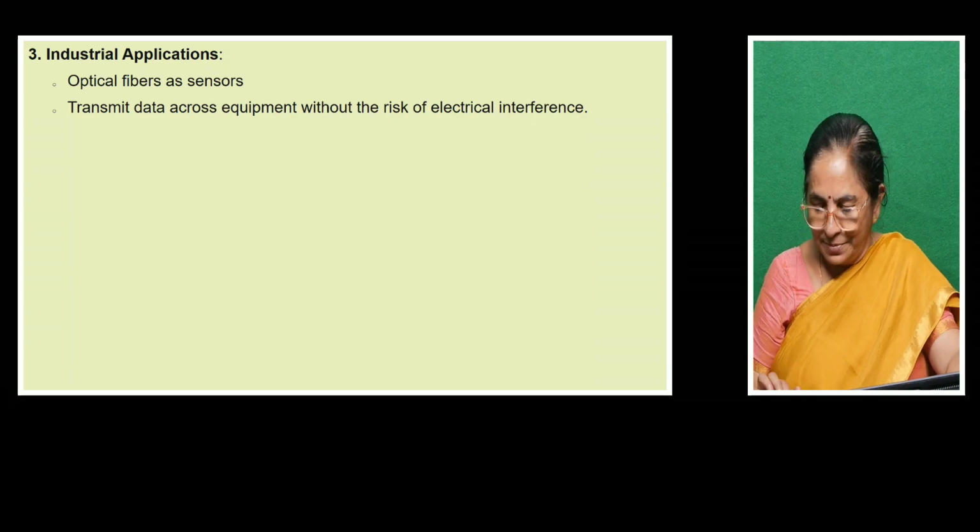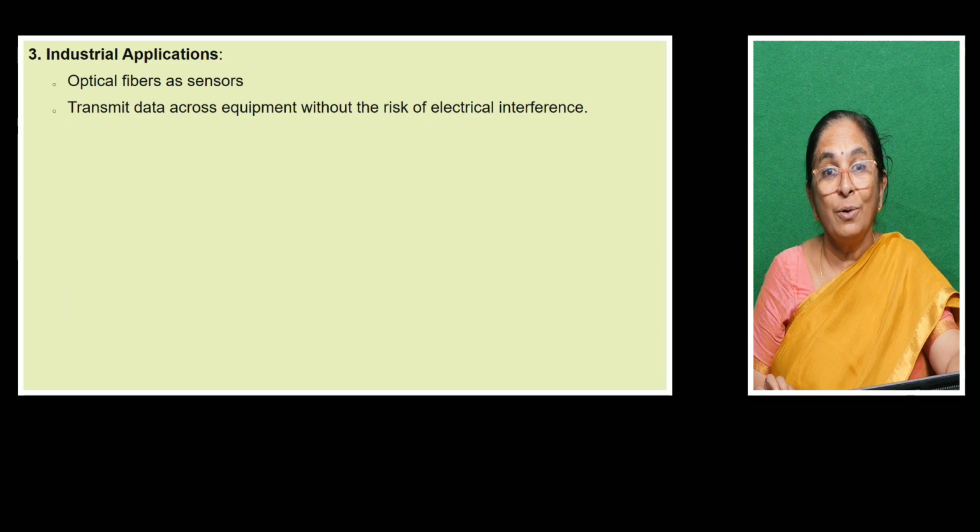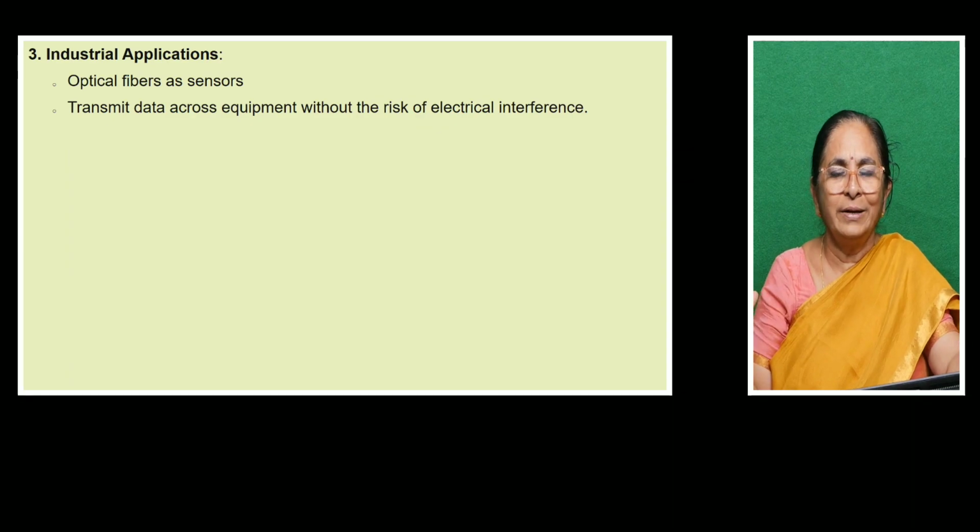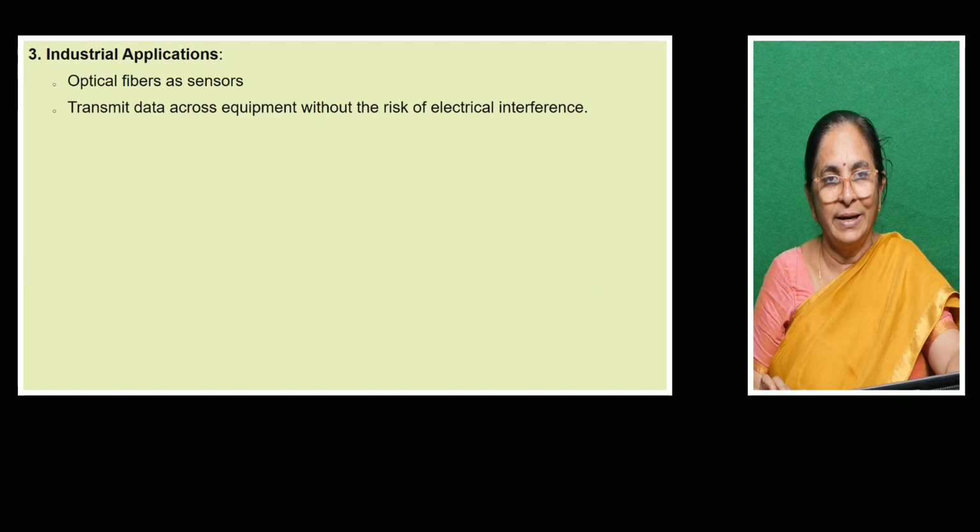Then these optical fibers could transmit data across equipment without the risk of electrical interference. So inside a big industry there are a lot of equipments. So from equipment to equipment, using the optical fibers, we can transfer data.